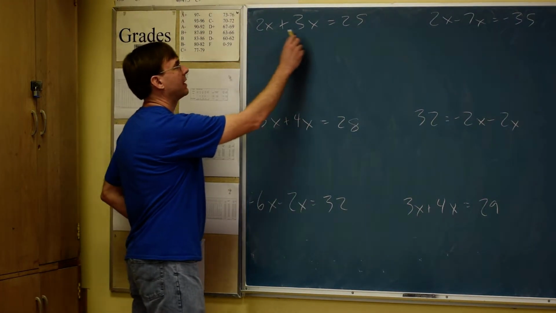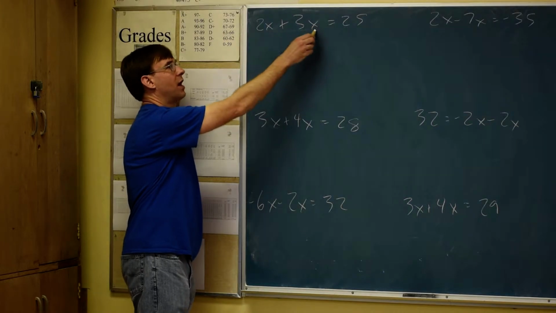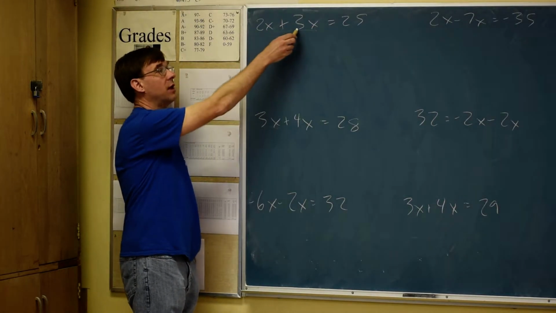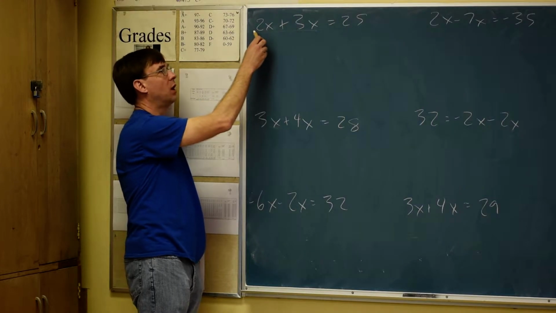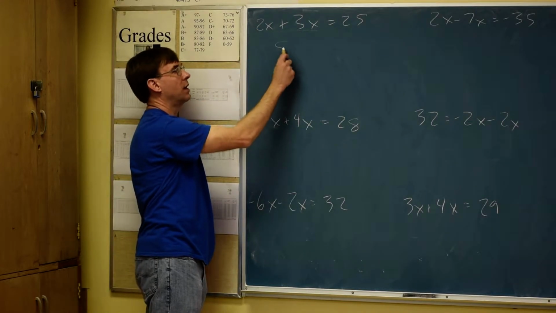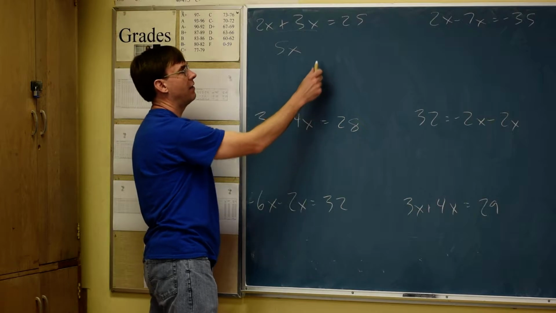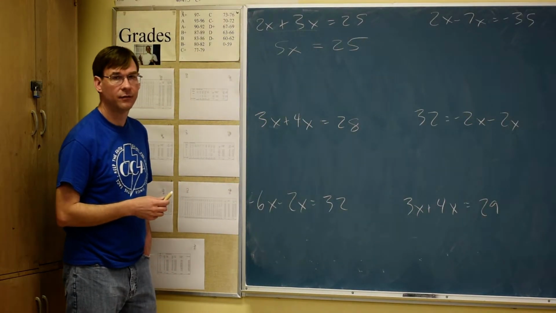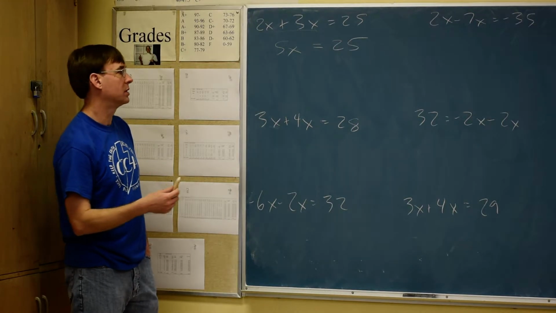So for a problem like this, these are like terms because they both have x's. We can add these coefficients. Coefficients are the numbers in front. So there's a positive 2, there's a positive 3. We add that up, that will be positive 5x. We'll copy the equals, we'll copy the 25. And then we'll look to do our opposites.